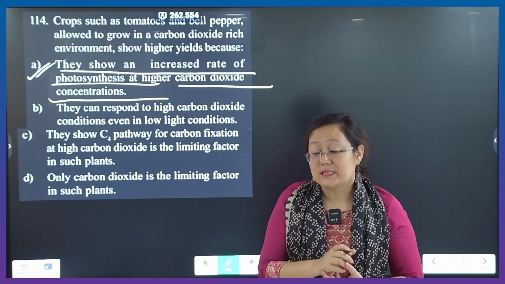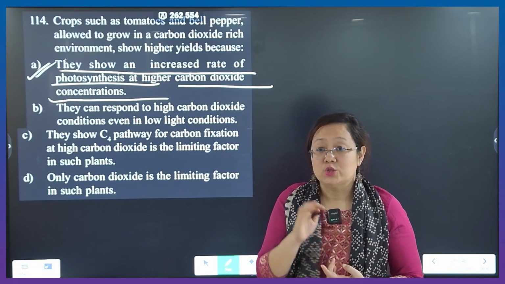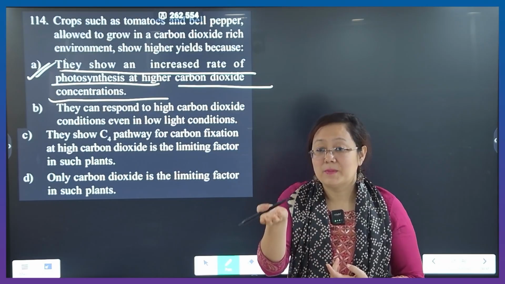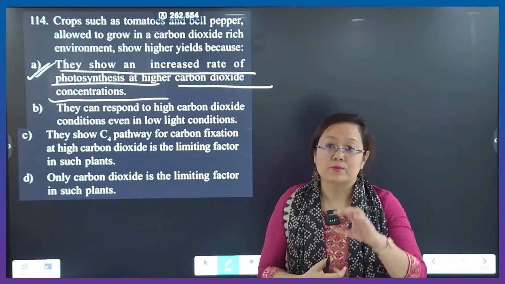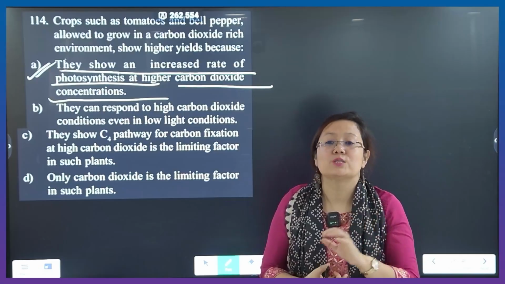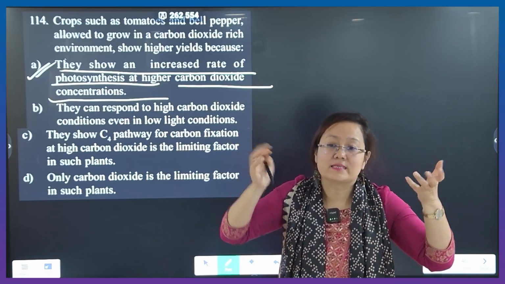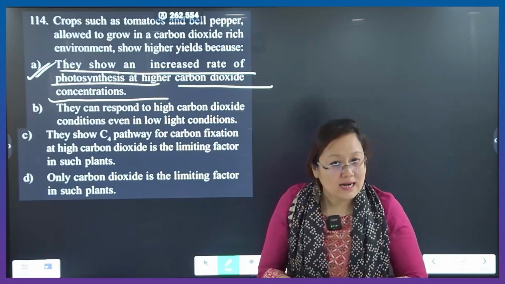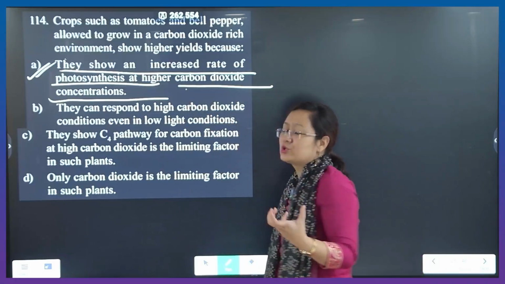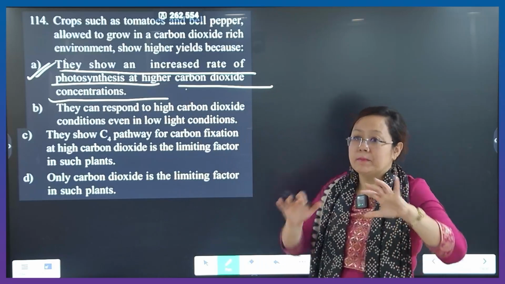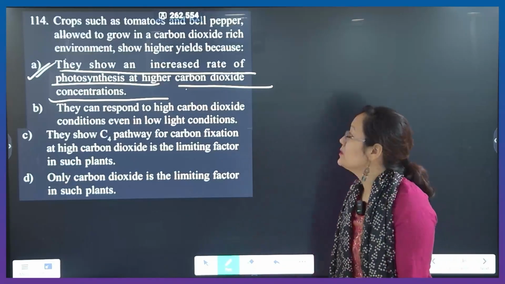For C3 plants, their first carbon dioxide fixer is rubisco, which is a bifunctional enzyme. So whichever is more concentrated in the environment, rubisco will fix that. Rubisco can fix carbon dioxide as well as oxygen. So when carbon dioxide concentration is allowed to increase, rubisco will only fix carbon dioxide. Okay? So the answer will be this. So the photosynthesis rate will become high because the carbon dioxide concentration is increased.